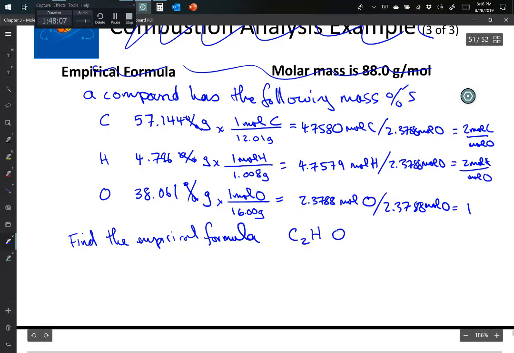Okay. A lot of times people won't write the subscript at the bottom like this. But as you're doing empirical formulas, it's okay. Normally you don't write it. But when you're doing empirical formulas, just write it. Makes your life happier.